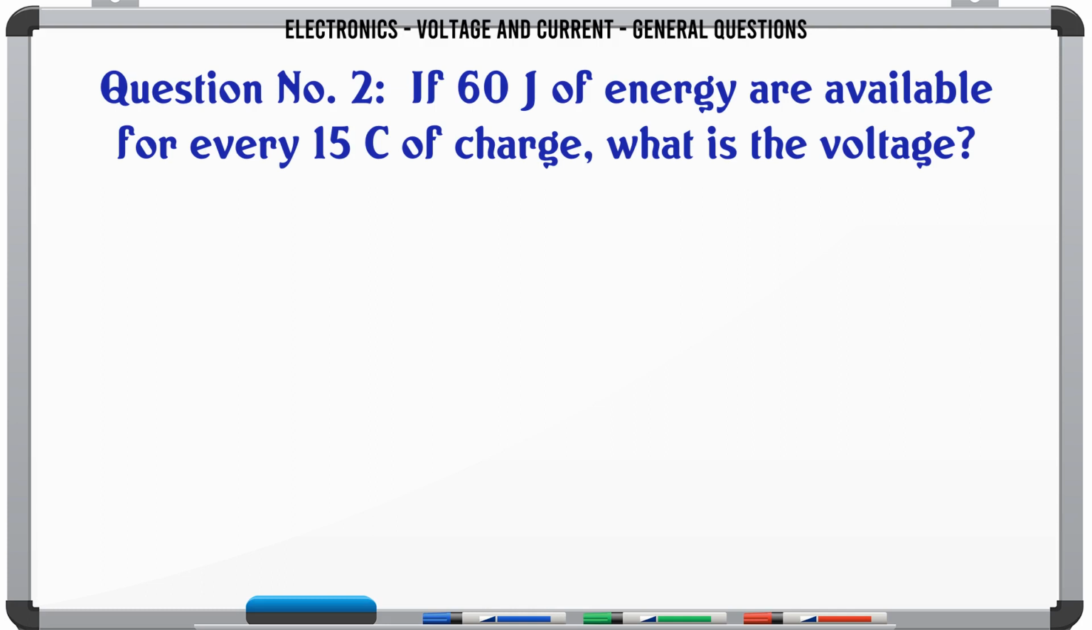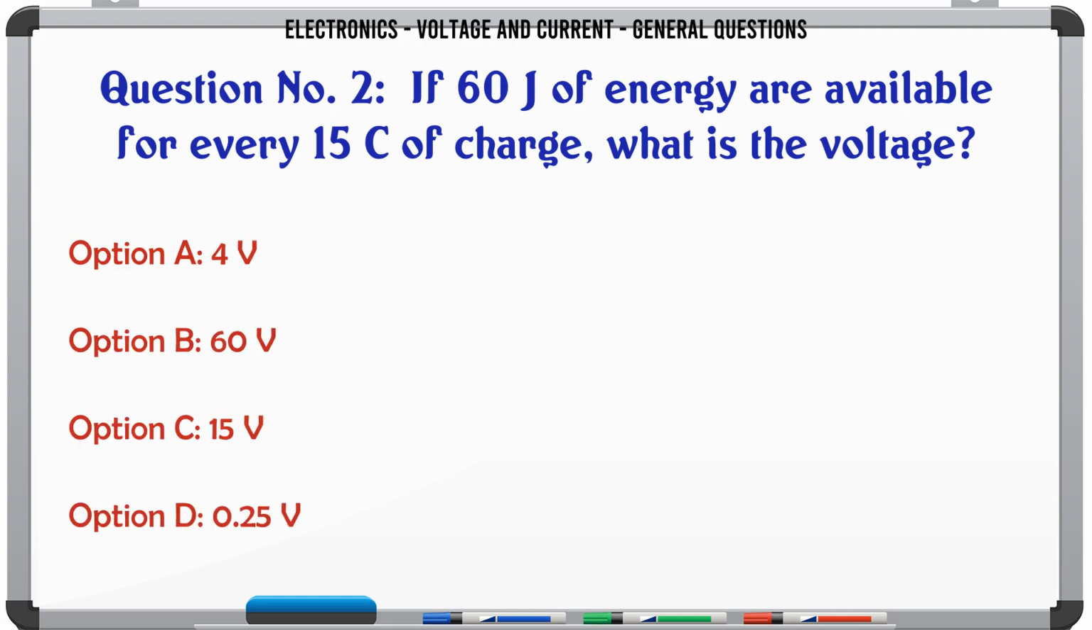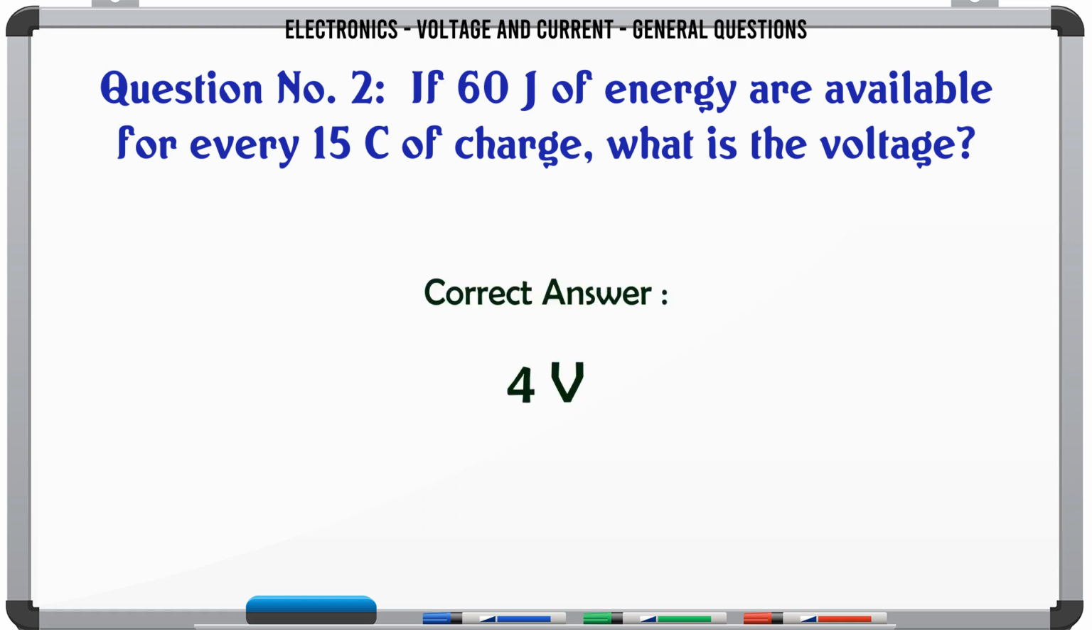If 60 J of energy are available for every 15 C of charge, what is the voltage? A. 4 V. B. 60 V. C. 15 V. D. 0.25 V. The correct answer is 4 V.